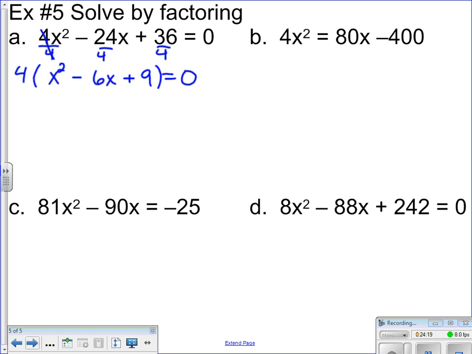So what times what makes x squared? That'd be x and x. And what times what makes 9 and adds up to negative 6? A negative 3 and another negative 3.